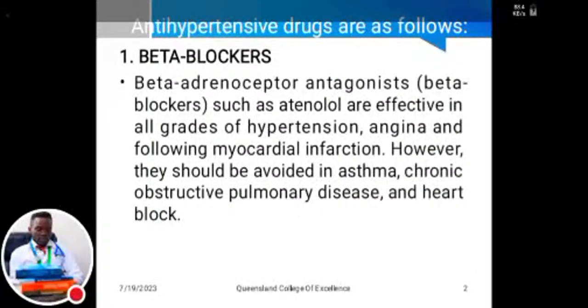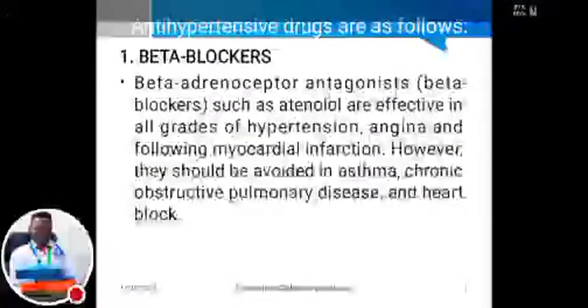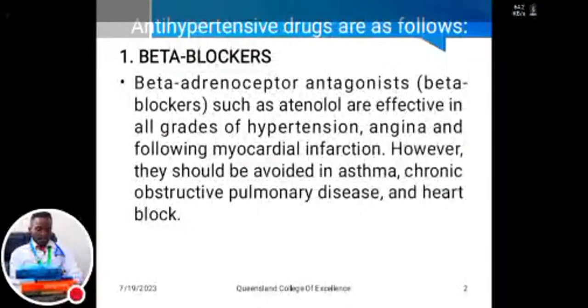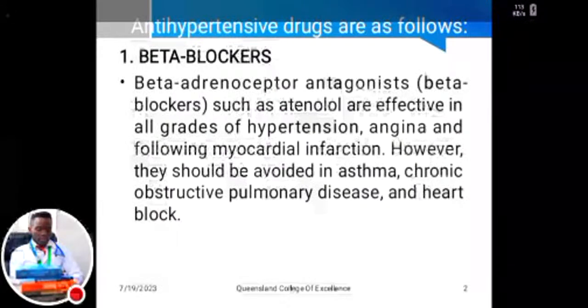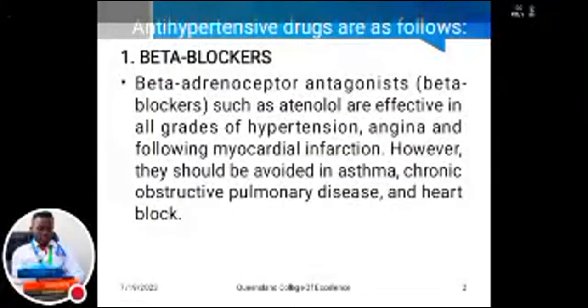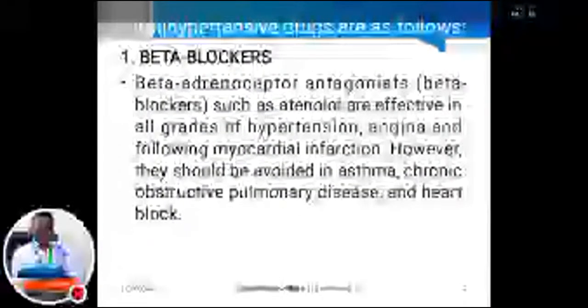Primary, when the etiology is known. Then two, we have idiopathic, when the causes are unknown.